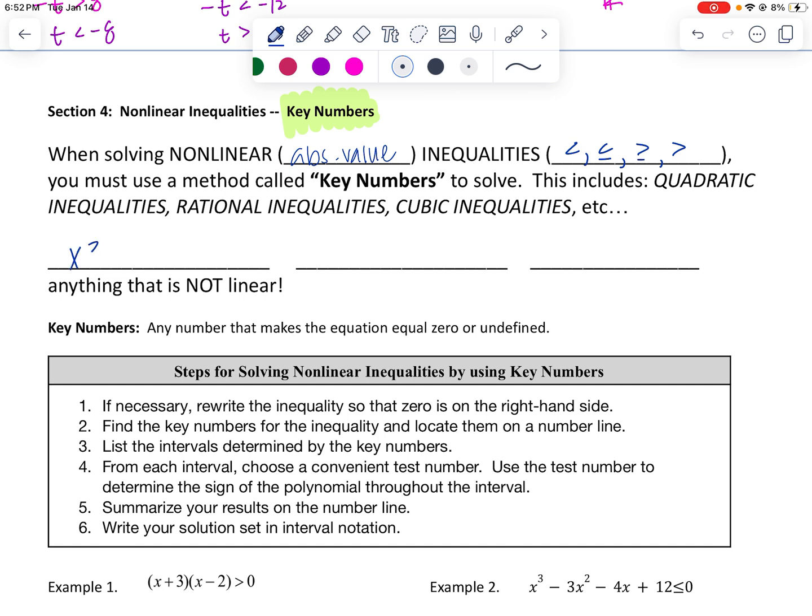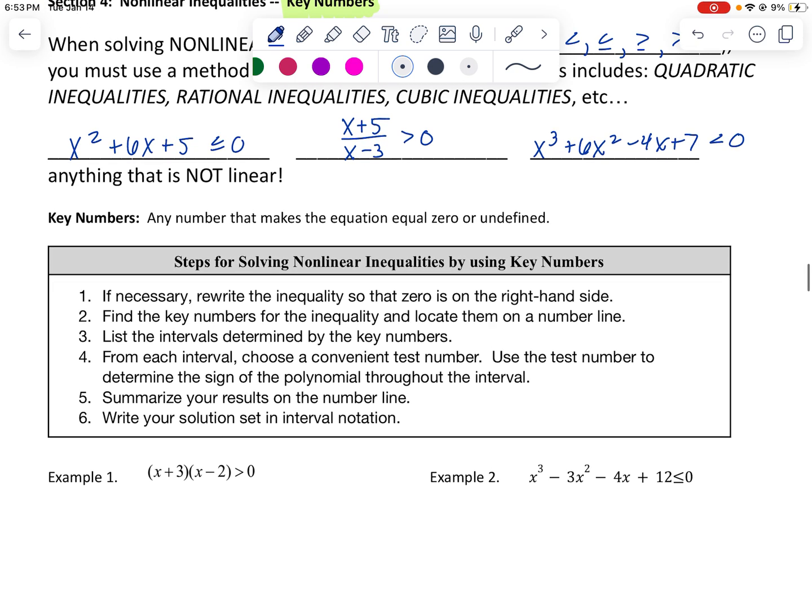So let's talk about a quadratic. I can have x squared plus 6x plus 5 is less than or equal to 0. Or we can have a rational, so this is my fractions. I have x plus 5 all over x minus 3 is greater than 0. I can have a cubic, so I can have x cubed plus 6x squared minus 4x plus 7 is less than 0. So all these would be examples where it is not linear, so we are going to have to implement the method of key numbers.